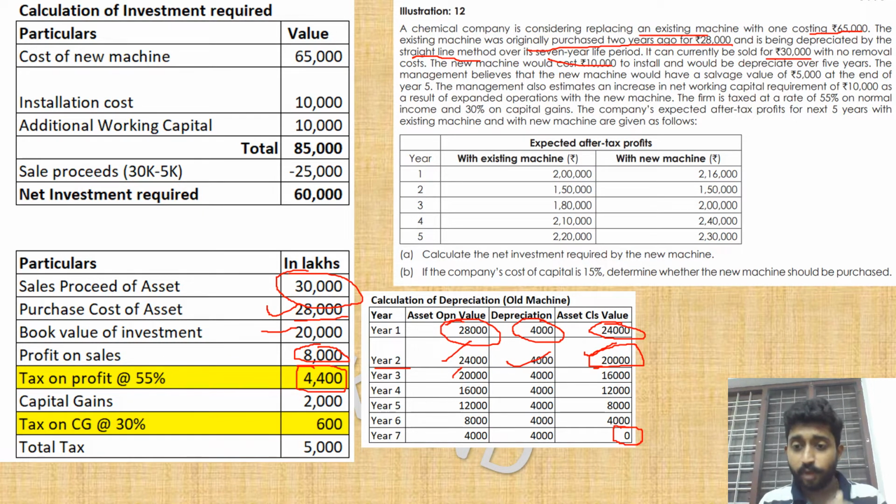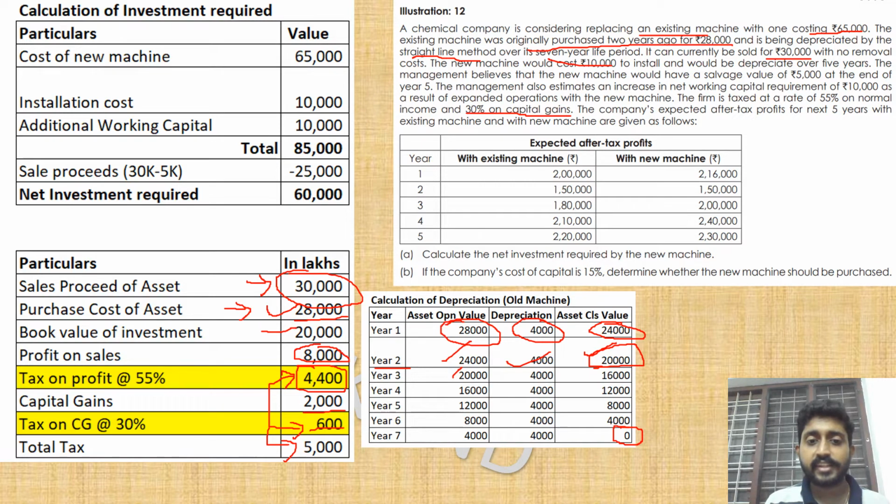Okay, income tax on profit you have, but you are selling for 30,000. The capital asset you are selling for 30,000, and that capital asset was bought for 28,000 only, which means the capital gains are 30,000 minus 28,000, 2,000 rupees. On capital gains, the tax is 30%, which is given in the question. So 2,000 multiplied by 30%, which is 600 rupees, is the capital gains tax. So I have highlighted the total taxes: 4,400 plus 600 will give you the total tax of 5,000 rupees.